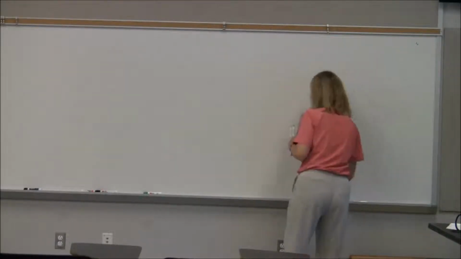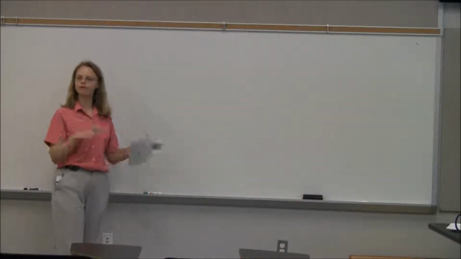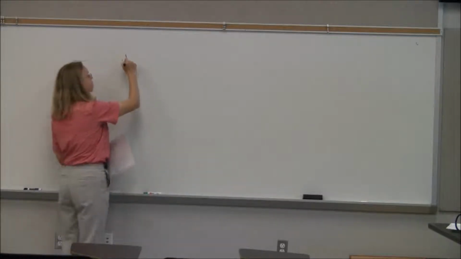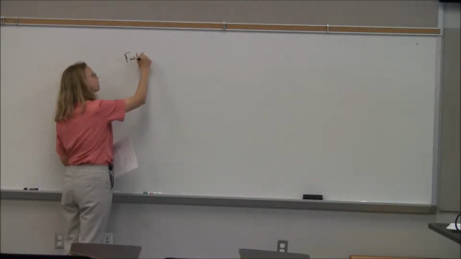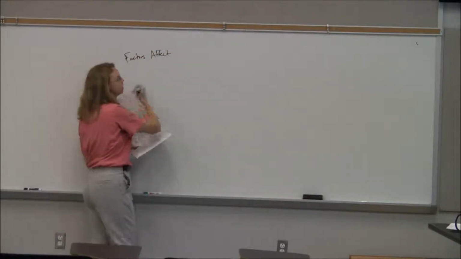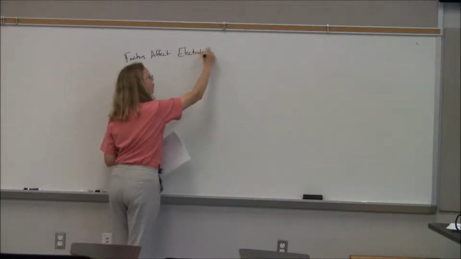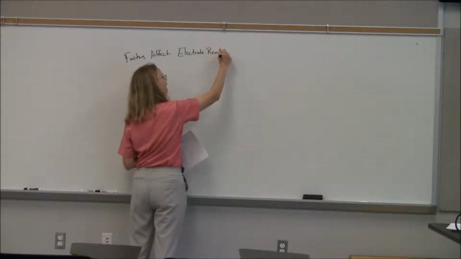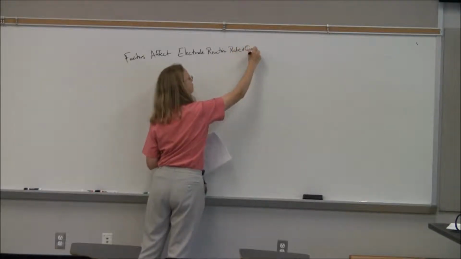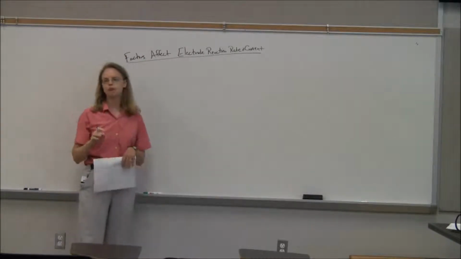Okay. So now we're going to do a diagram. It goes with the chart we did yesterday. We're going to talk about factors that affect the electrode reaction rate and the current. So we went over a whole bunch of factors yesterday, but I'm going to summarize for you.